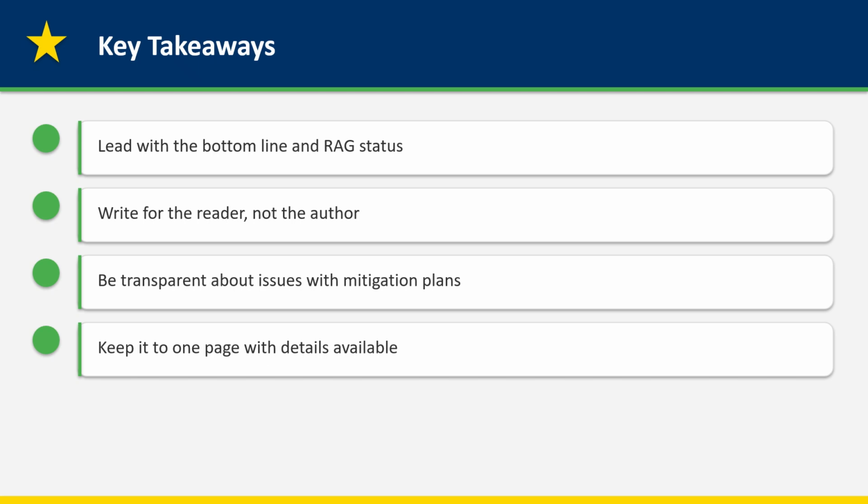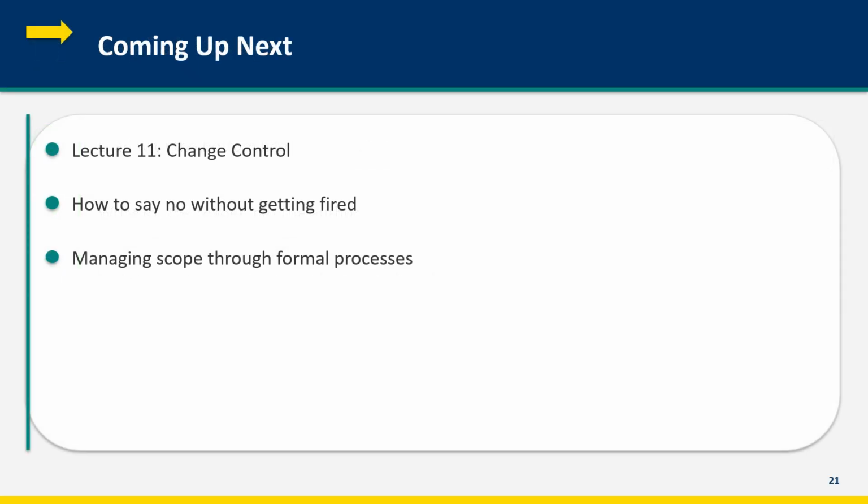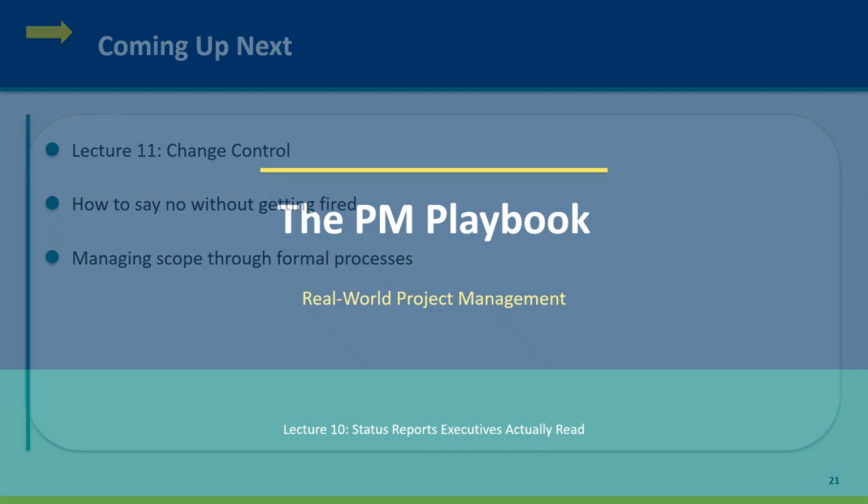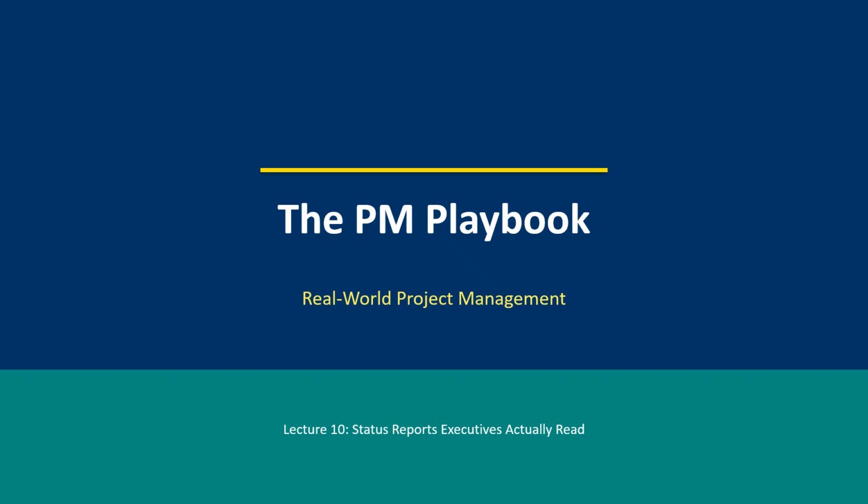Great status reports drive decisions. Poor status reports get ignored. In our next lecture, we tackle change control. You'll learn how to manage scope changes without damaging relationships. The goal isn't to say no, it's to say yes, and here's what it costs, in a way that enables good decisions. Thank you for learning about effective status reporting.